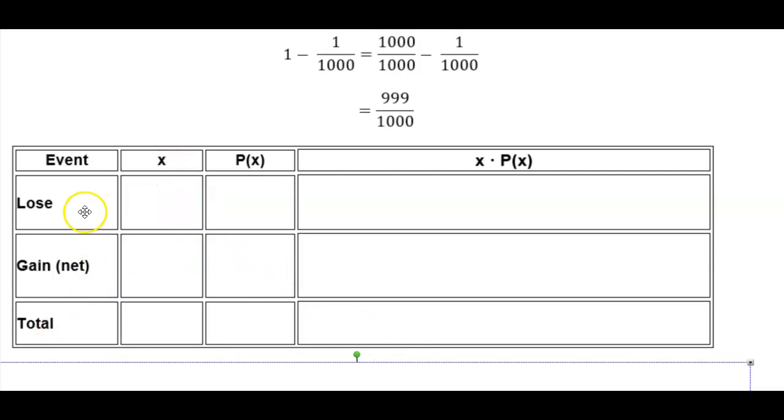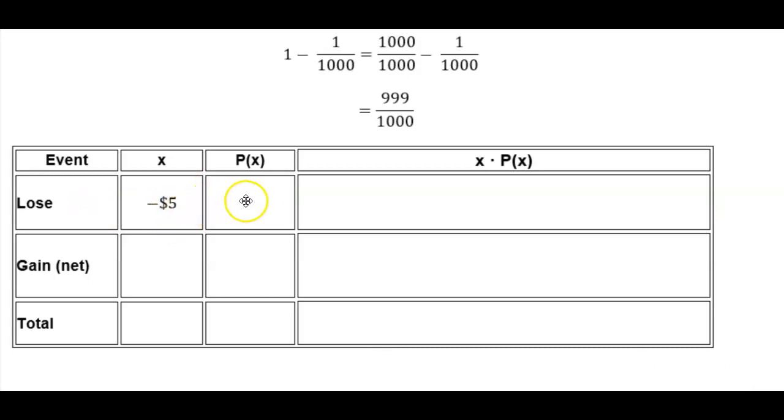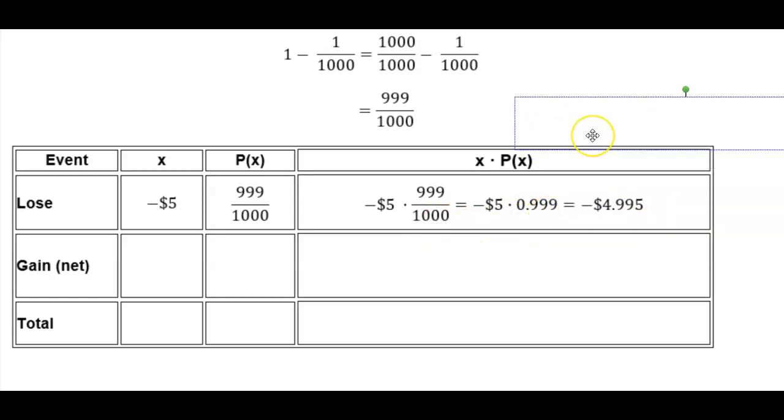Well, what x represents? Well, if you lose, that means you're going to lose the $5 that you bet. Now, what is the probability of that? We found the probability in the second part was 999 over 1,000. So now we need to take this x and multiply it by this probability. So we're going to take -5, multiply it by 999 over 1,000, which is the same thing as 0.999, and therefore when we multiply those together, we get -$4.995.